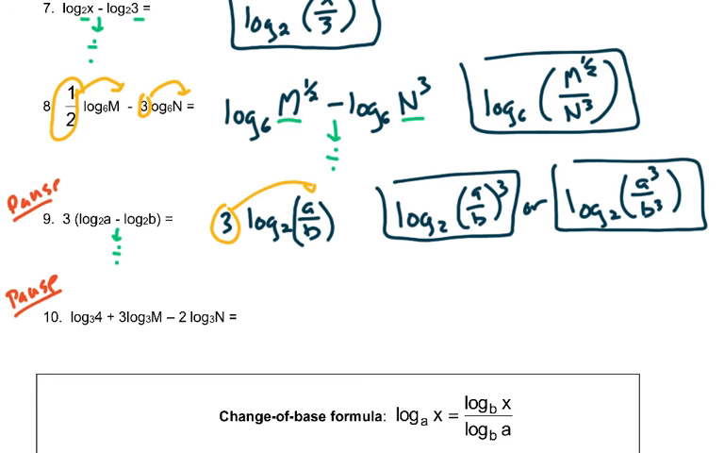All right, so number 9. First thing I did is I did the parentheses first, so I combined this subtraction. Subtraction means division. And then I brought the 3 up as an exponent. So there's two different answers that you could do. Either one's fine. You could have the 3 on the outside of the parenthesis, or if you distributed the 3 first, you would have gotten a cubed divided by b cubed. Either one is fine. Both of them will be accepted.